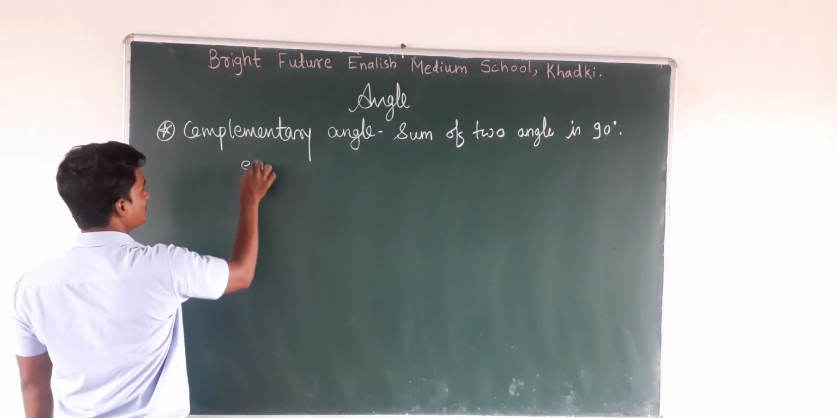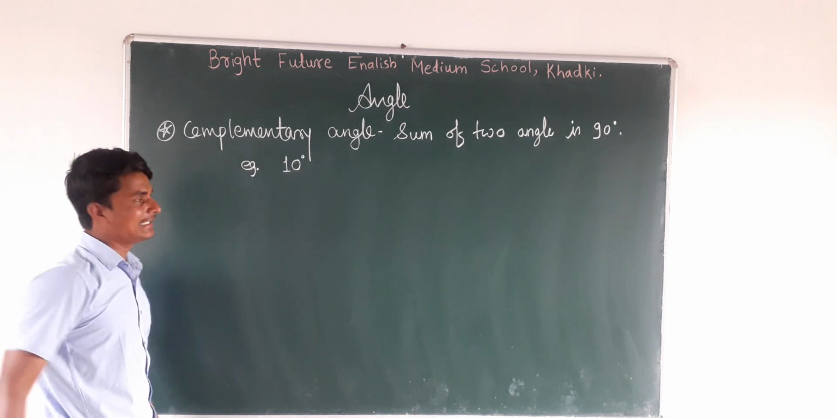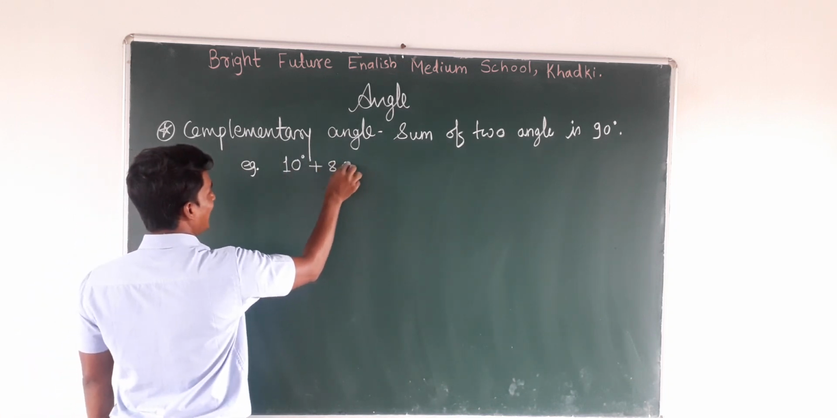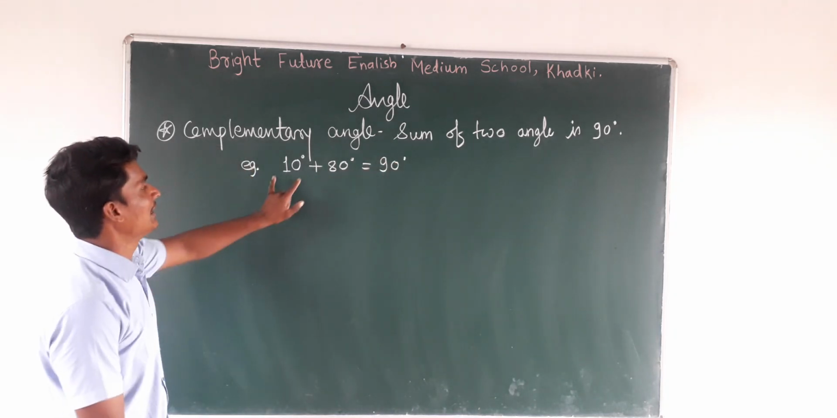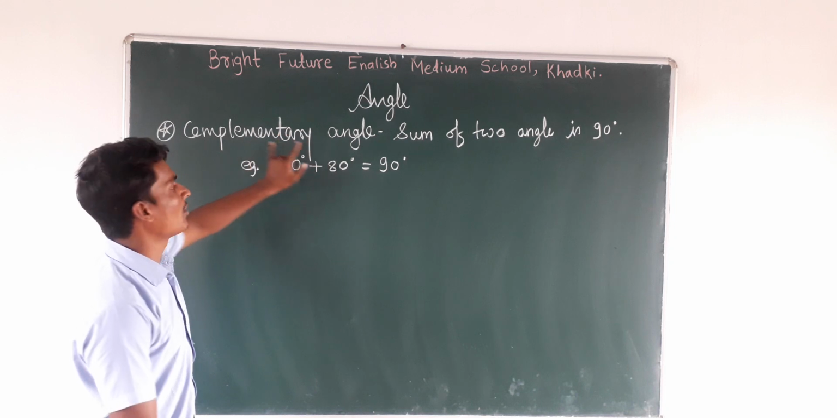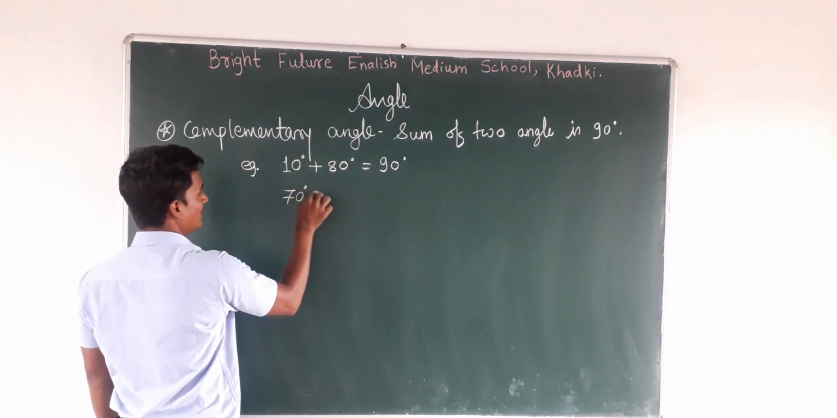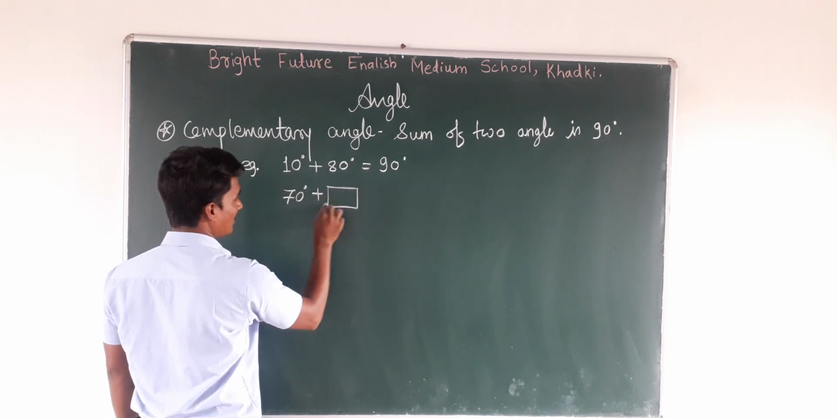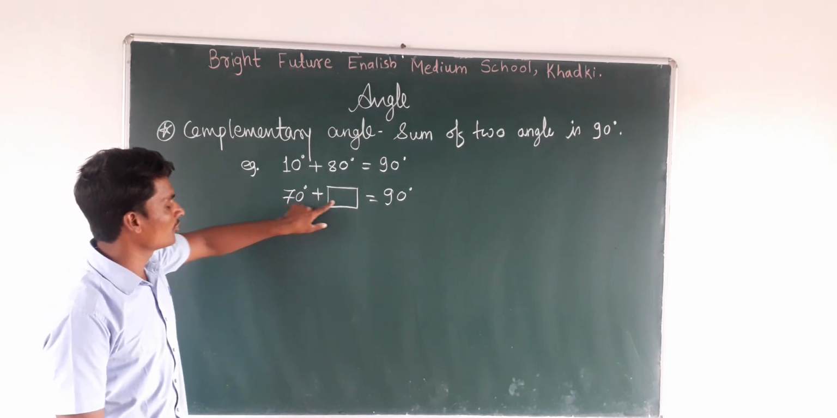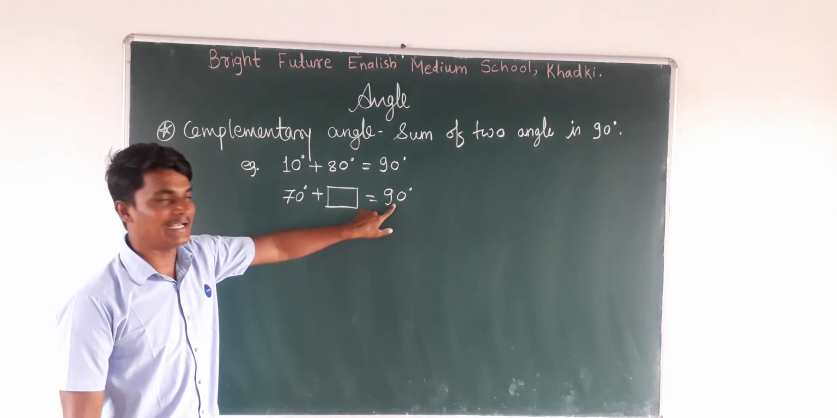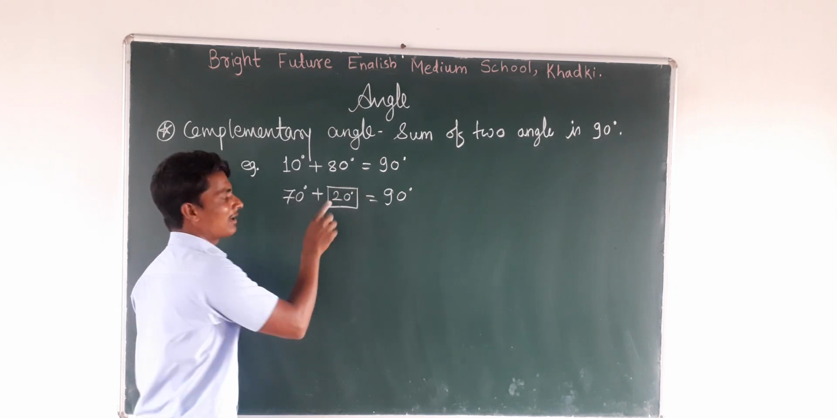Suppose, for example, an angle is 10 degrees. If we add 80 degrees to it, then we will get an addition of 90. That means 10 degrees and 80 degrees are complementary angles. Suppose we have to find out: 70 degrees plus something is equal to 90 degrees. What should we add to 70 so we will get 90? The answer is 20. That means 20 and 70 are complementary angles.